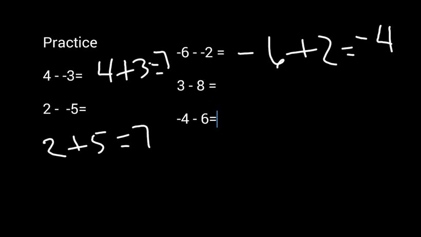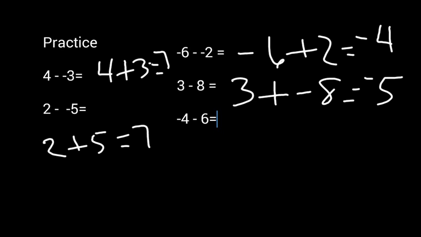3 minus 8 changes to 3 plus negative 8. Remember, 1 minus sign is plus a negative. There's more negatives than positives. The answer is negative. You subtract, you get 5. 8 minus 3 is 5.